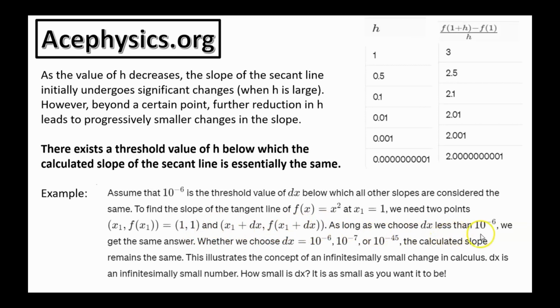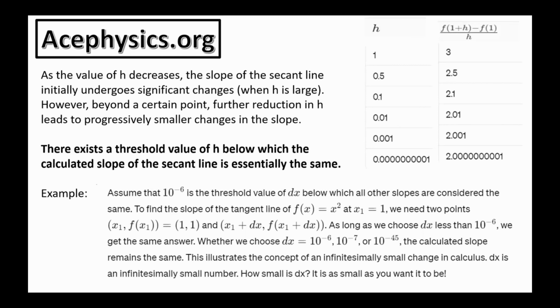As long as we choose dx less than the threshold value of 10 to the negative 6, we get the same answer. Whether we choose dx equal to 10 to the negative 6, 10 to the negative 7, or 10 to the negative 45, the calculated slope remains the same. This illustrates the concept of an infinitesimally small change in calculus.